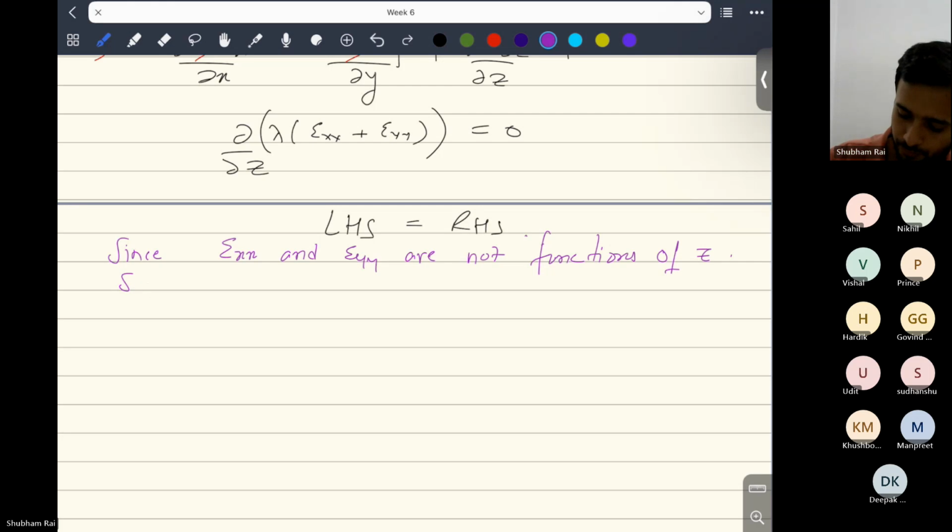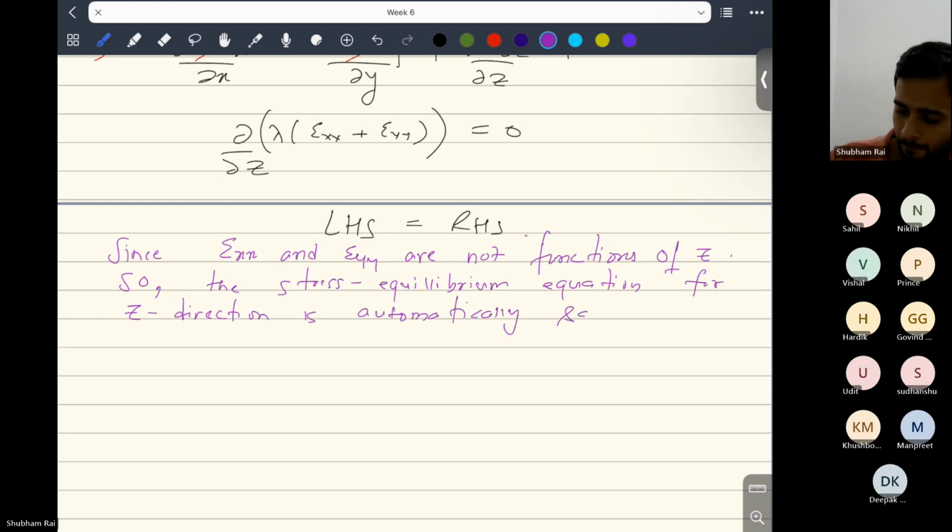So the stress equilibrium equation for z direction is automatically satisfied for plane strain conditions.